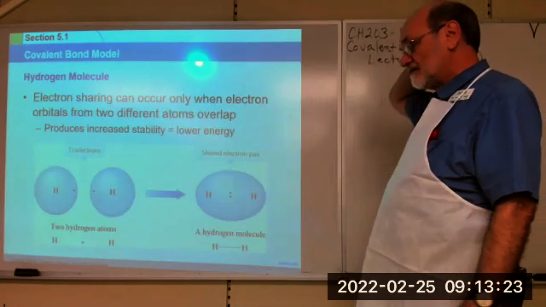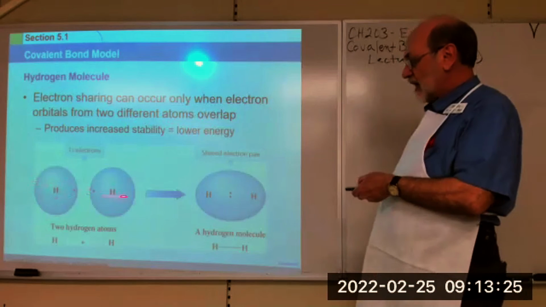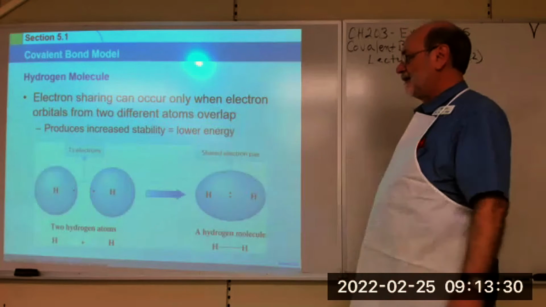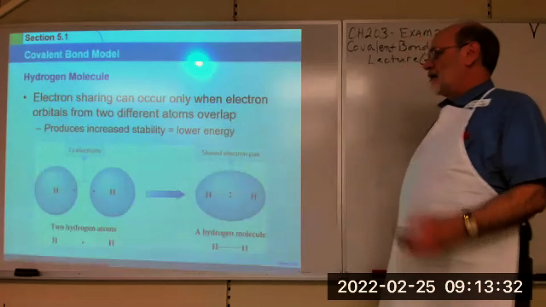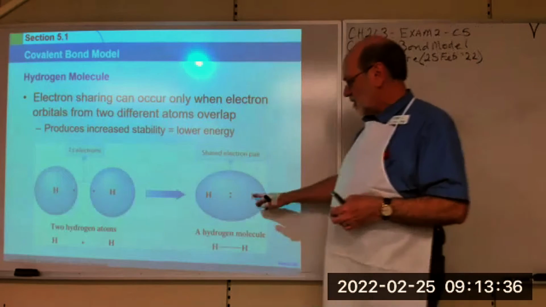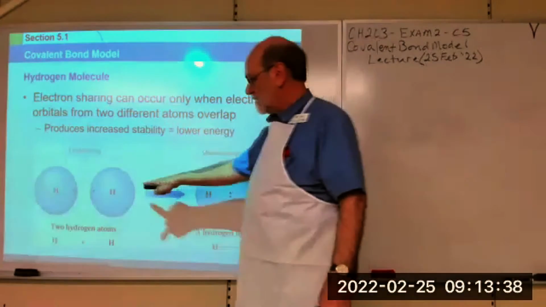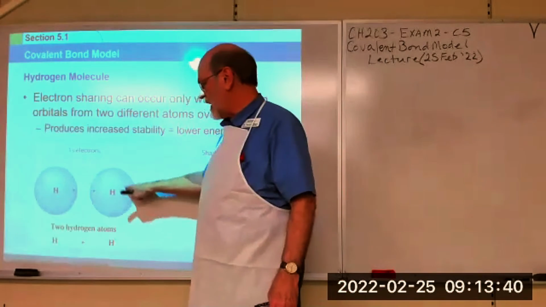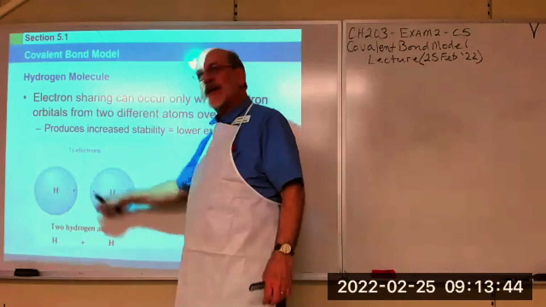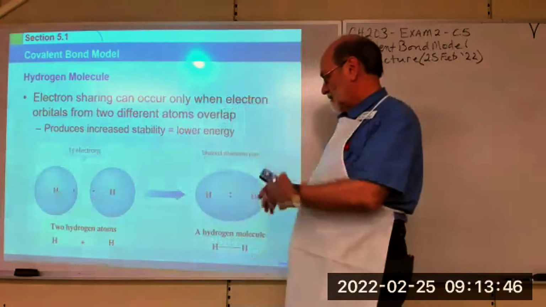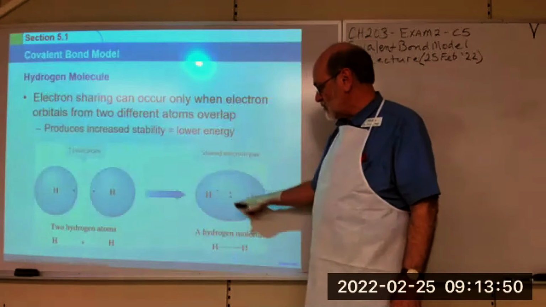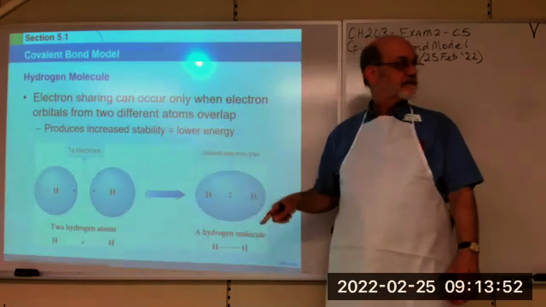Example, hydrogen shares 1 electron from each side, makes a bond. The concept here is that the orbitals that were once occupied only by this 1 electron, which is represented by this shaded area, overlap. And now the electrons are free to occupy this space.